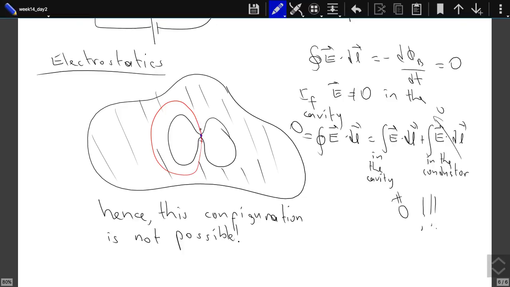This is true in electrostatics, not in electrodynamics. In electrodynamics, you can have charges inside conductors, you can have electric fields inside conductors, etc. Just batteries, they create electric field inside conductors.